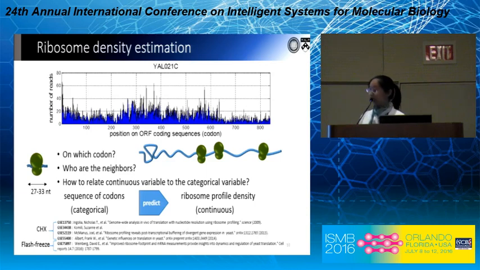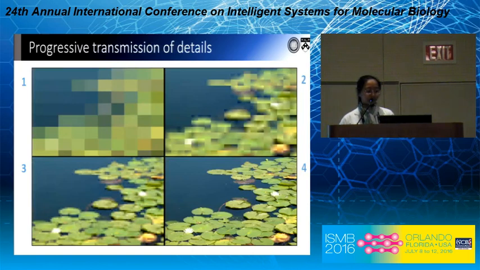And also, I should point out that I'm using publicly available data sets in two treatments, cycloheximide treated, and also the more recent flash freeze protocol in 2016. These are all publicly available on NCBI.